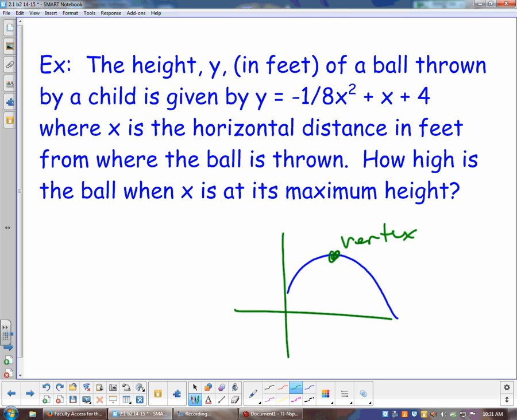And how are we going to go about finding the vertex? Completing the square. Well, guess what? Is this going to be a big mess? Yes, it will. This is going to be kind of a messy one. So let's find the vertex in a different way.